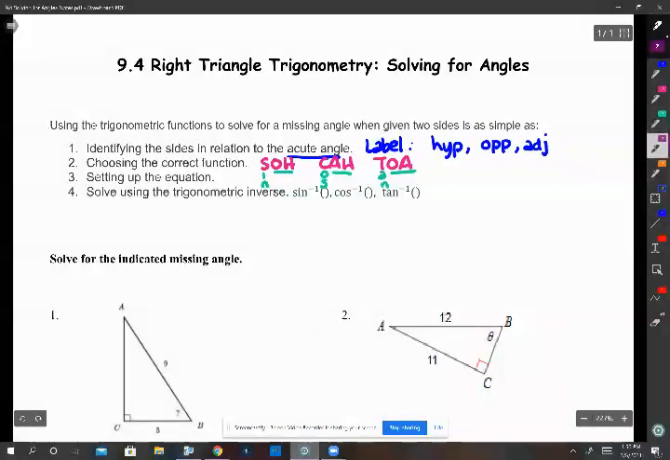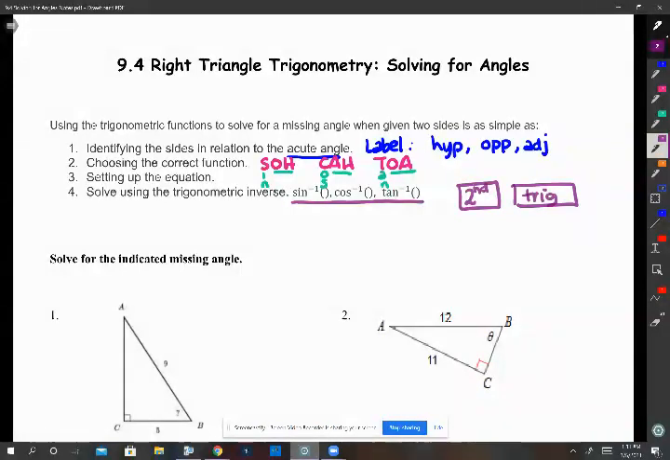Then when we go to solve, the part we're missing is the angle. So we're going to use an inverse in order to find our angle measure. The way we do this is we push the second key and then whatever trig function we're going to use. So we'll do second sine for sine -1, second cosine for cosine -1, and second tangent for tangent -1. When you use a calculator, just make sure you're pushing the right buttons.